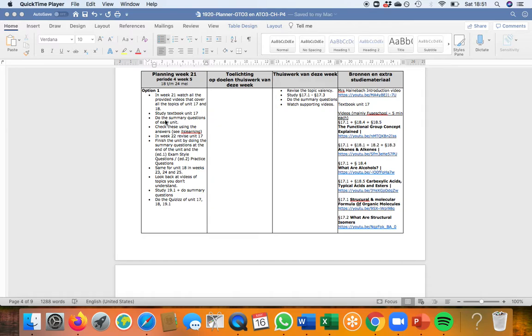Once you've studied the whole textbook, then you do all the summary questions for each unit, and you check these answers in ItsLearning. There's an elaboration file, and in that way you go through the overall material again and again and again. And I believe that this is a very thorough way of studying, because you repeat much more often.